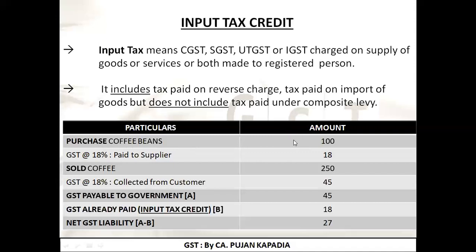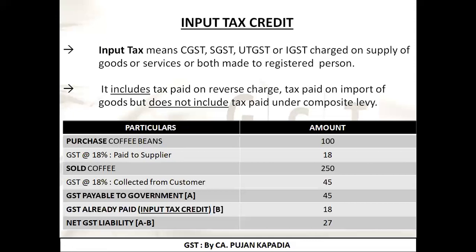Now let's assume that the rate of GST applicable on this product is 18%. So what I have done is I have paid 18% GST on these coffee beans to the supplier, that is the person from whom I have purchased the coffee beans. Are you clear till here?